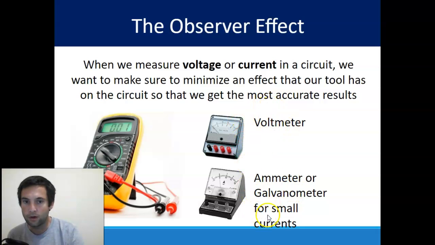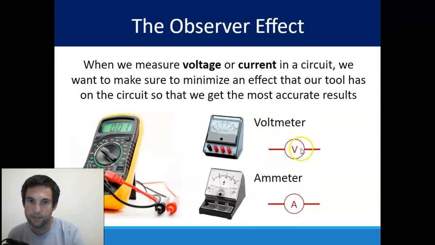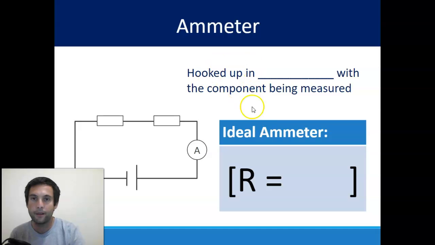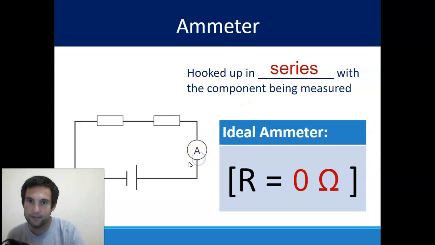And those tools, we have the multimeter here, which can be split into a voltmeter or an ammeter, or a galvanometer for smaller currents. There's our symbols. It's just a circle with a V for a voltmeter and a circle with an A for an ammeter. Very easy to recognize. For an ammeter, the way we limit the interruption or false readings, we hook it up in series with the components being measured.